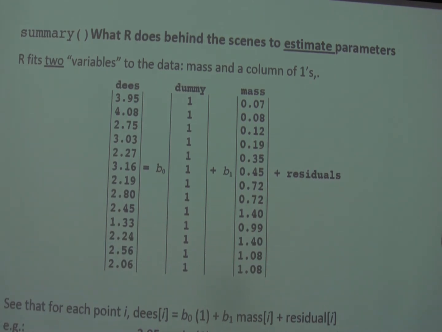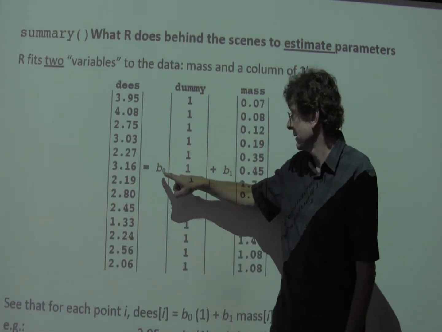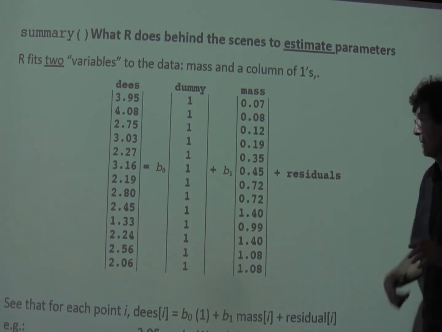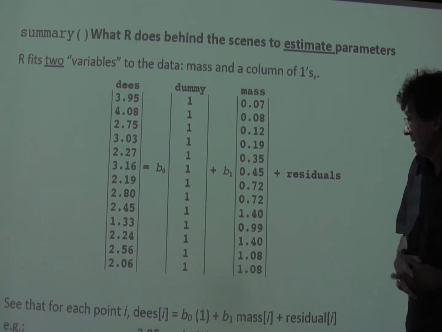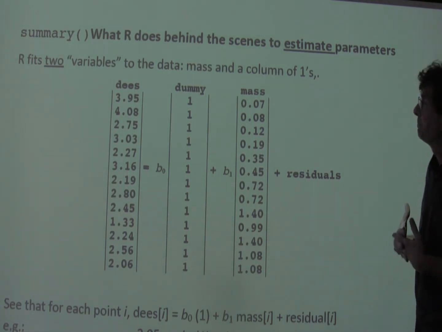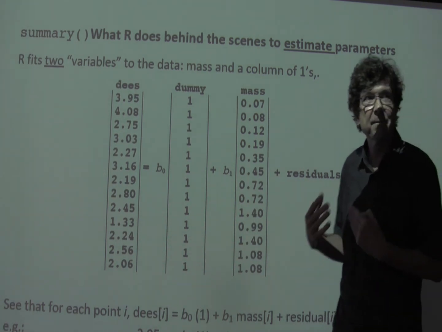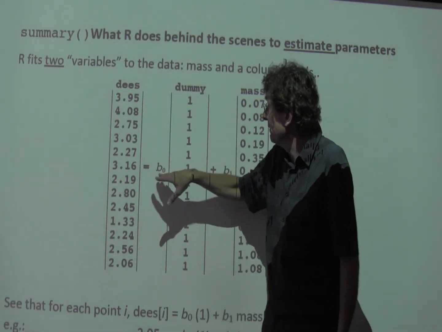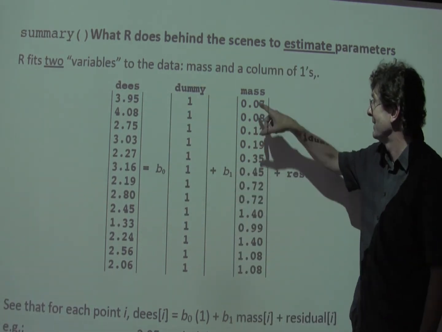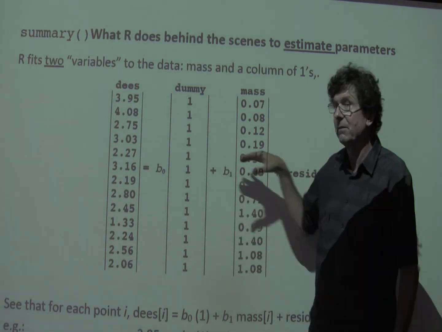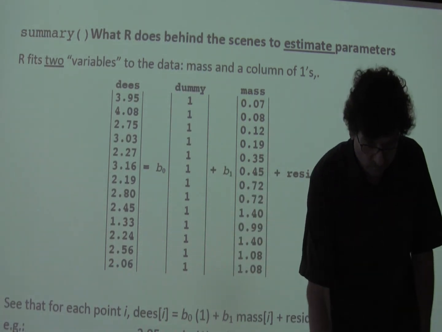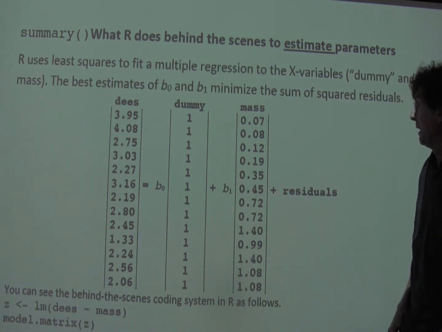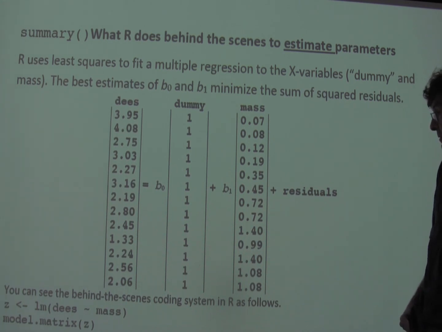And R behind the scenes will calculate the least squares estimates of beta naught and beta 1. Okay, I know this seems painfully slow, but I want to emphasize it here because I'm going to show it later in a situation where it's less intuitive. So 3.95 equals beta naught times 1 plus beta 1 times 0.07 plus some residual. Every row can be described in that way. And so it chooses values of B0 and B1 that minimize the sums of squares of residuals.